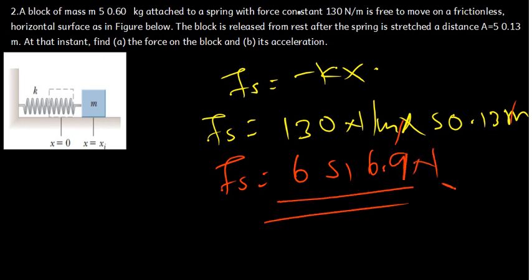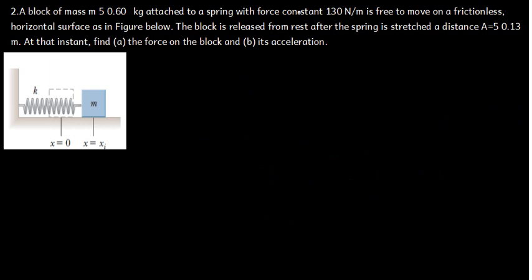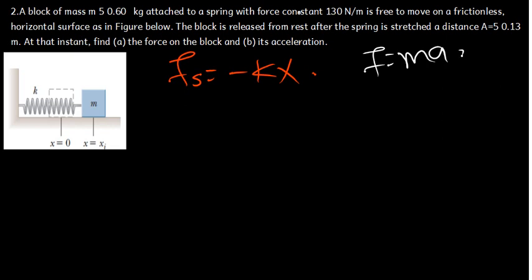Then part B is asking us to find the maximum acceleration. Now, if we want to find the acceleration, we know that the resultant force is equal to negative kx. But at the same time, we know that the force is given by mass times acceleration. This time we are trying to find the maximum acceleration. So I'm going to replace the force with this, and let's just ignore the negative. Don't mind about the negative.